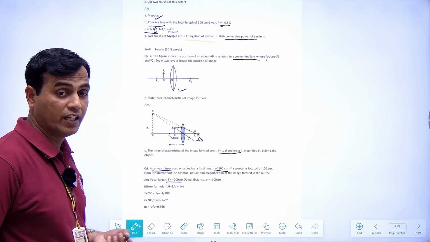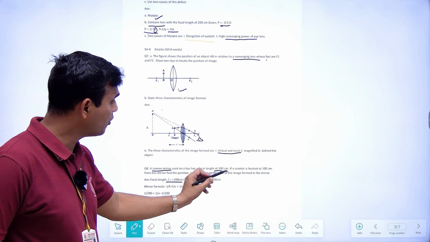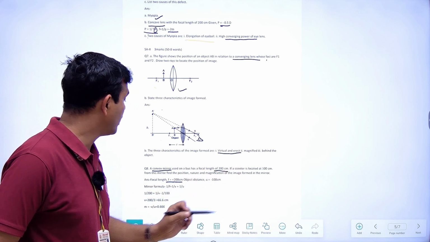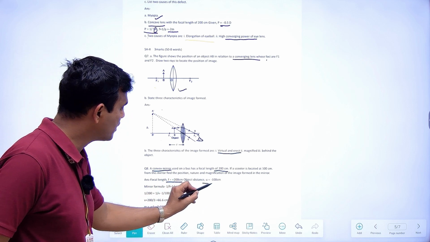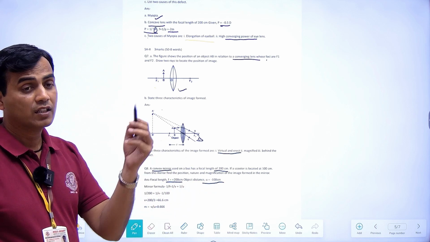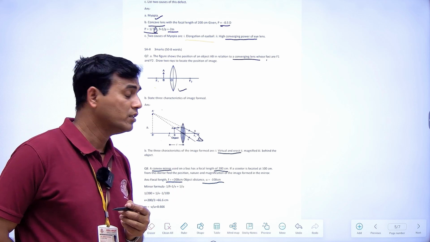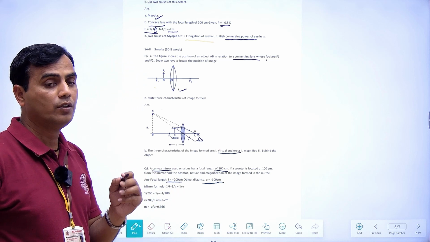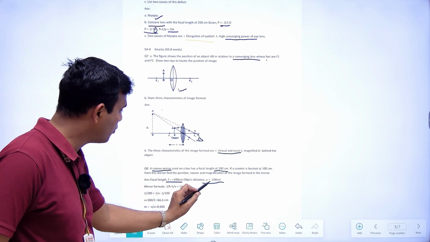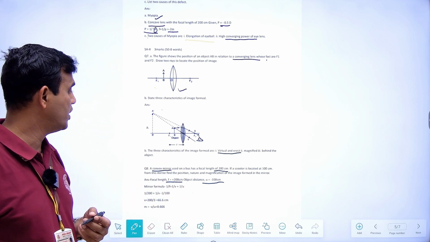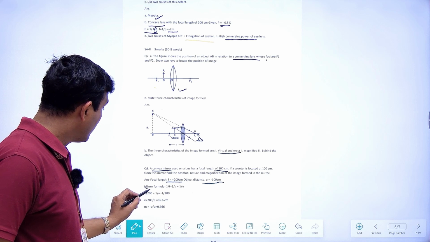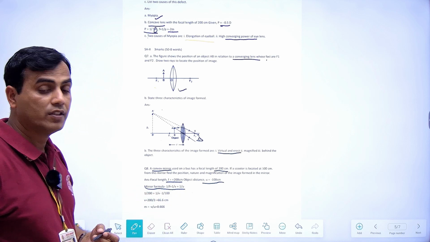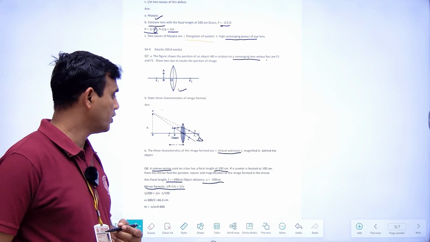So positive sign we have put here. Now if a scooter is located at 100 centimeters, so object distance is 100. It is calculated from optical center, or here we have given mirror. So from pole towards left, so we have put minus sign on object distance. We have mirror formula 1 upon f equals 1 upon v plus 1 upon u.